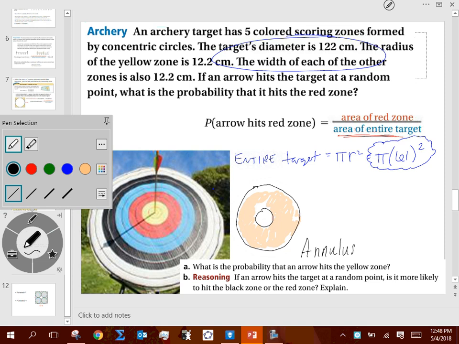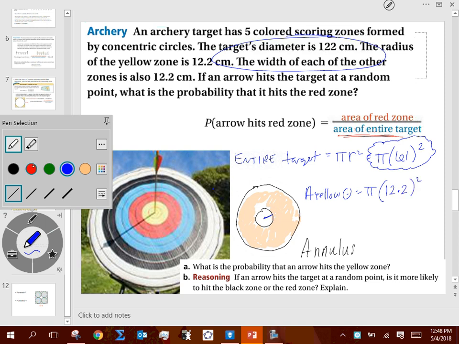The area of that thing, would you guys agree that if I look at the entire circle and then subtract out the white circle, it would give me that annulus or that donut? Yeah. Okay, so let's do that. So this circle here, which would be the yellow one in here, has a radius of 12.2. So the area of the yellow circle would be pi times 12.2 squared, correct?